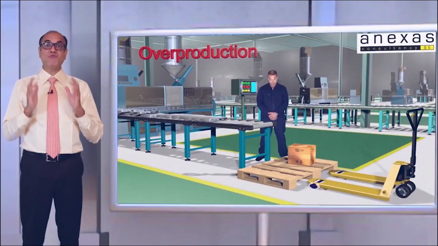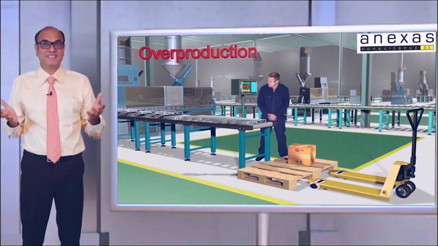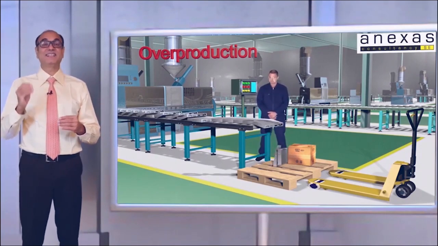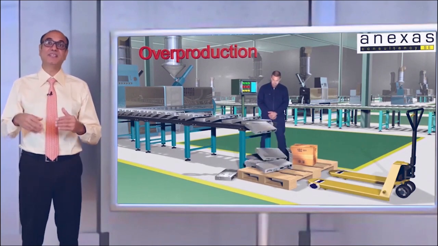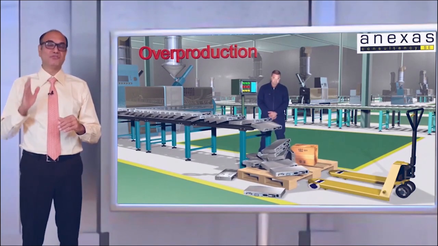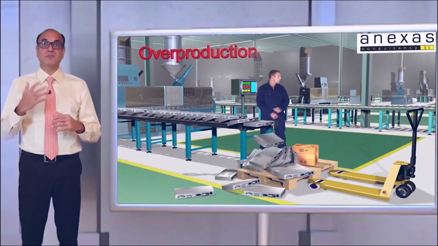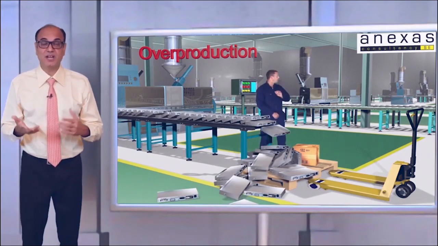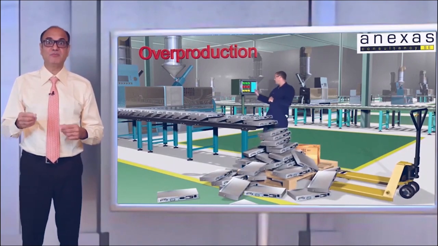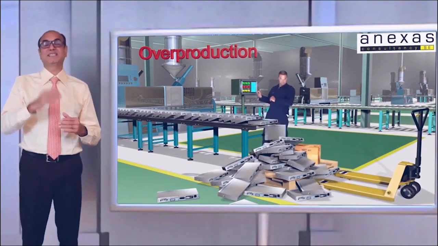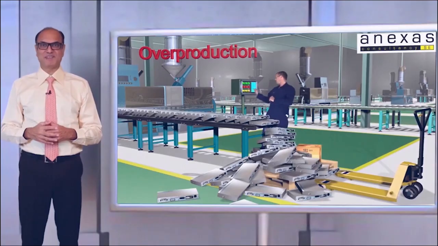Another example is over-ordering to be on the safer side. Definitely, this results in a lot of inventory. A lot of money is getting stuck in the organization's inventory, and you should not over-order. Responses to contingencies which are not likely to occur, and giving unnecessary work to keep people busy, are some other examples of the waste of overproduction.